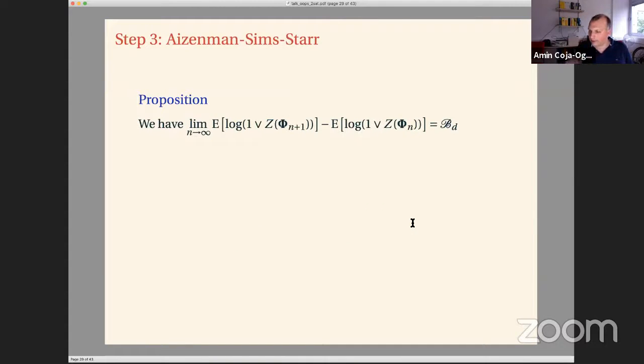Okay, so now let's move on to the next item towards the proof of the main theorem, namely the Eisenmann-Simstar coupling argument. So here's the core of the matter. What we are going to do is look at the change in Z, the change in the number of satisfying assignments, if we move from a random formula with n variables to a random formula with n+1 variables. So how does the number of satisfying assignments change if I make my system a bit bigger? If I add one more variable, and of course its adjacent clauses, to my random formula, how much is my number of satisfying assignments going to change?